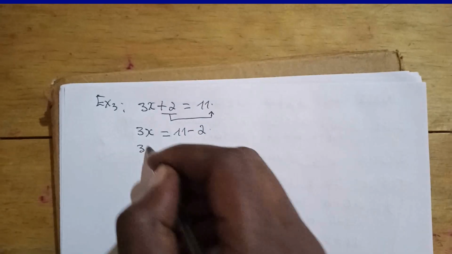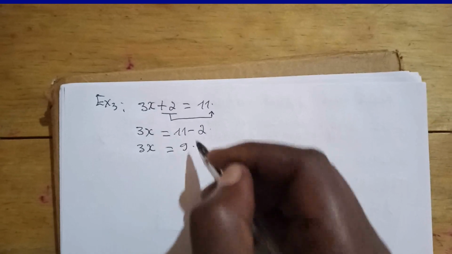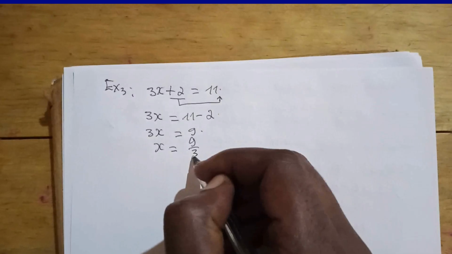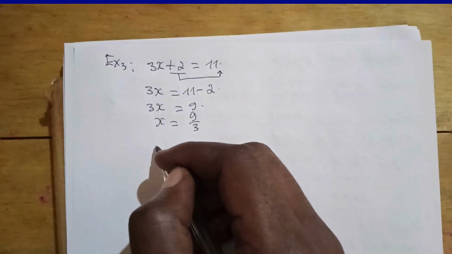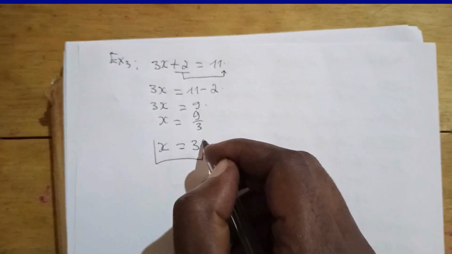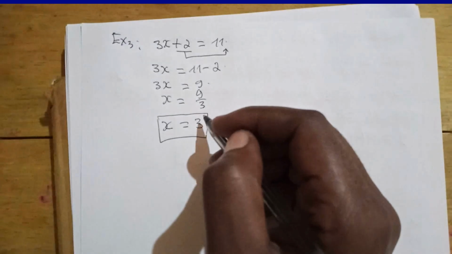Then 3x is equal to 9. Then x is equal to 9 over 3. The value of x here is equal to 3. That is how to solve a linear equation by using the algebraic method.